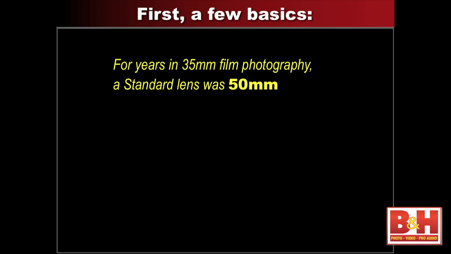Now typically what we've had in the past is 35mm film. The standard was 50 millimeters. And the reason for that is our eyes see at approximately 50 millimeters. You really can't tell between 40 and 60 around there. You can't tell a difference. But we see around 50 millimeters. So that's kind of our starting point, 50 millimeters.